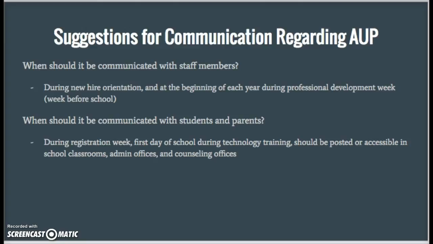When should it be communicated with students and parents? All of our students go through a registration week. This is an excellent way for certain information like this to get to the students and parents. They can also read it on the first day of school during technology training when we go over technology training for their laptops. It should be posted or accessible in all school classrooms, admin offices, and counseling offices as well.